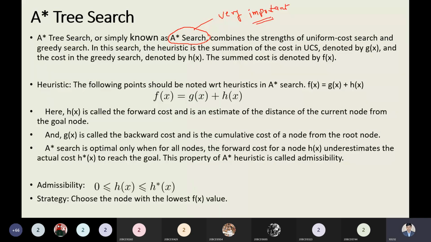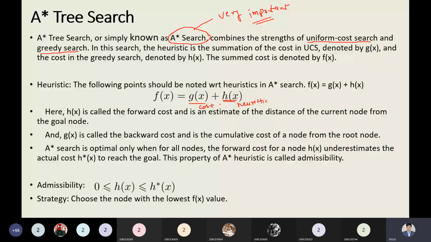A star search is an algorithm that combines the strengths of uniform cost search and greedy search. I can underline the point: uniform cost search and greedy search. So what we will do? G(x) will be used for the cost from the uniform cost search. H(x) will use the heuristic. These are the two functions. One is measuring the cost, and the other is measuring the heuristic function. So by using these two values, we will get one parameter.